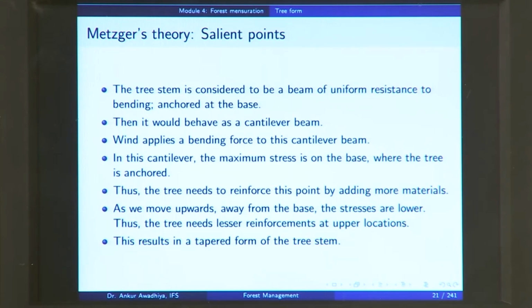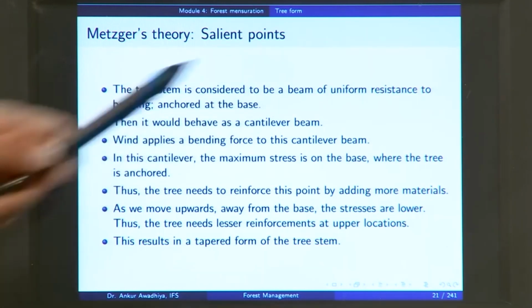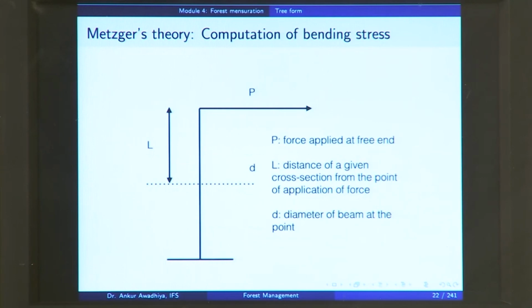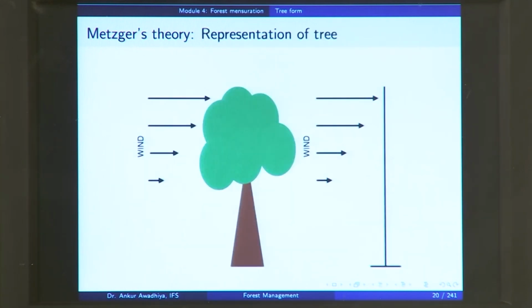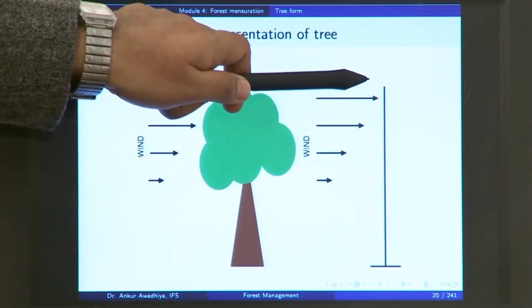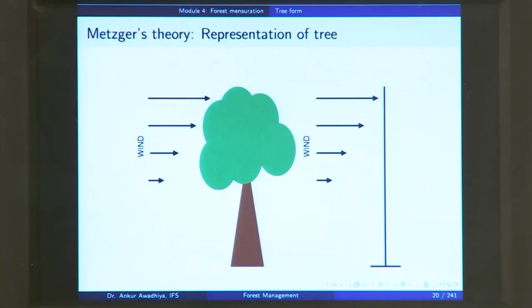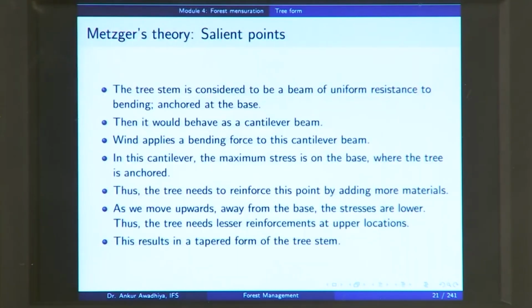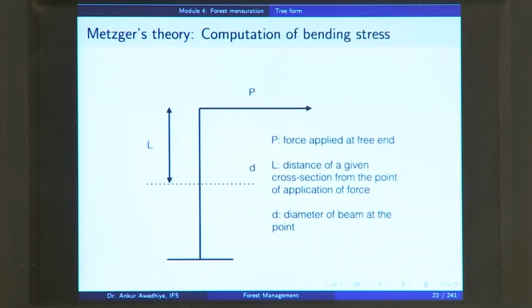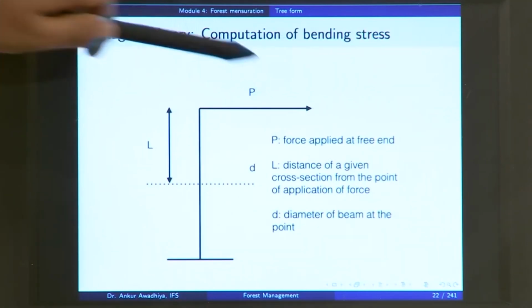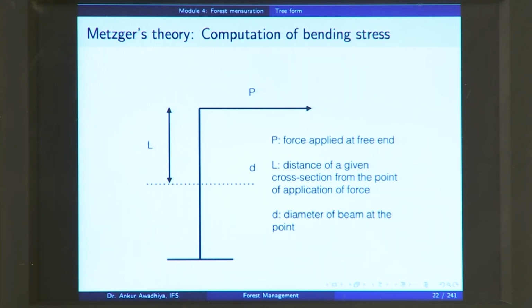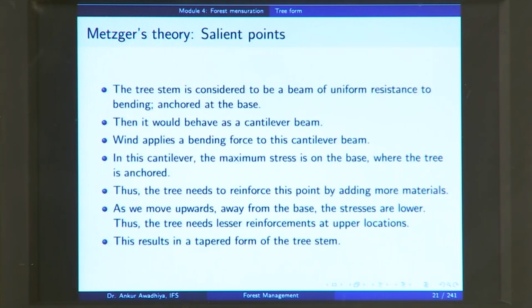So, in this case, this beam behaves as a cantilever beam. A cantilever beam is a beam that is anchored at one point and the other point is free, at which you are applying some particular force. Now, this force in the case of Metzger's theory is the force of the wind. So, wind applies a bending force to this cantilever beam. So, this is the force, we represent it as P. P is the force that is applied by the wind and it is applied at the top portion of this beam.